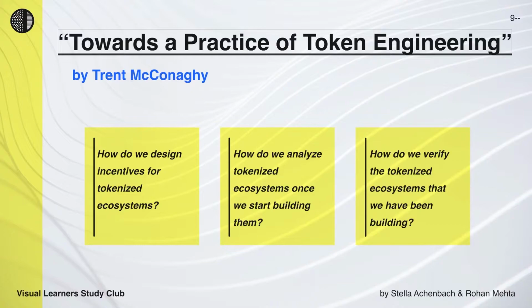So the main questions he asks in this article are: how do we design incentives for tokenized ecosystems? So what's the approach, right? How do we analyze tokenized ecosystems once we start building them? And how do we verify the tokenized ecosystems that we have been building? I made a little roadmap that you guys can save from the Google Drive later. But these are literally the 3 steps you will have to go through, right?